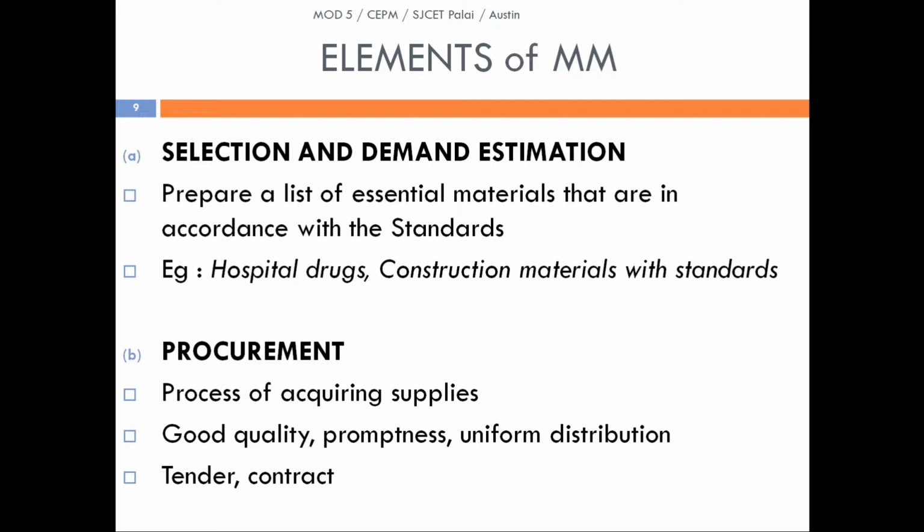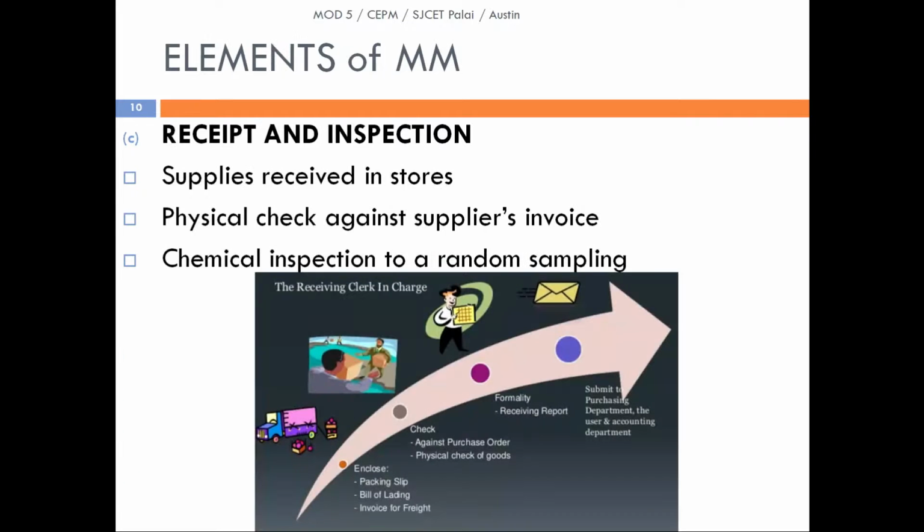The second one is procurement. Procurement means, once we have made the estimation and decided to select the materials, the next step is to procure the materials from outside to the processing unit. So it is the process of acquiring the supplies, like we have said, the 5 rights. It should be of good quality, prompt, timely procured, and uniformly distributed. Then the procurement should be done in a transparent way, inviting tenders and contracts. So the first one is selection and demand estimation, the second one is procurement.